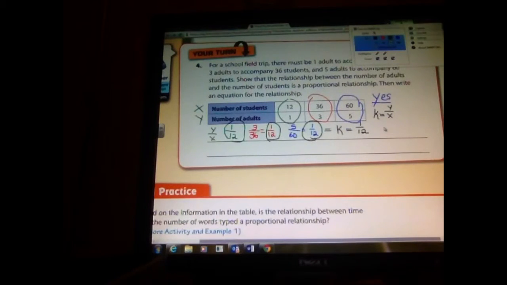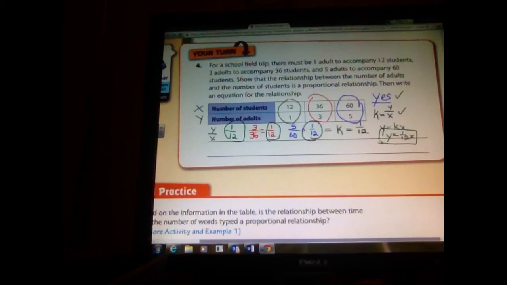And then we took it one step further, and we said, well, now let's write an equation for this table. Well, to do that, we're going to say Y equals KX. And this is for every proportional relationship. Anything that's proportional is going to be Y equals KX. And we already determined, yes, it was proportional. So therefore we could find a K. And now we can plug this K in. So all I'm going to do is I'm going to replace that K there with what I got for K, which was 1/12. So the equation for that table is Y equals 1/12x.